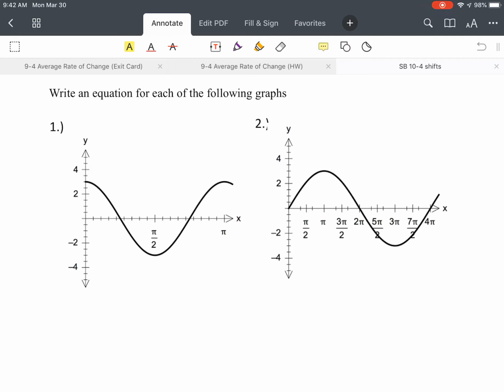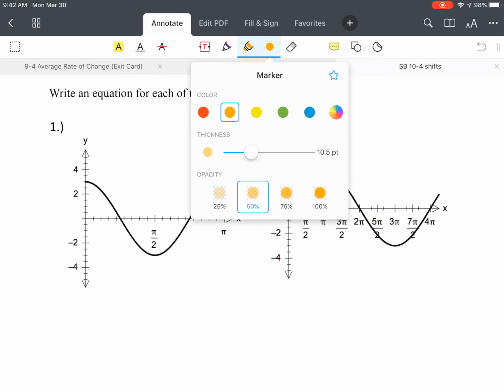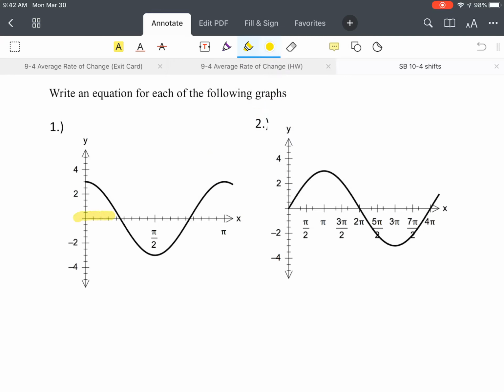So let's look at number 1. The first thing I like to ask myself is, is it sine or is it cosine? The way that we know is if we look at the midline, and in all of these, the midline is going to be the x-axis, the middle of the graph. If it starts at the midline, it's sine. If it doesn't start at the midline, it's cosine. This one does not start at the midline. This one starts at the point (0, 3). So it is a cosine.